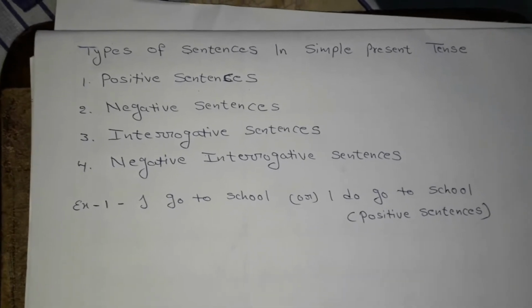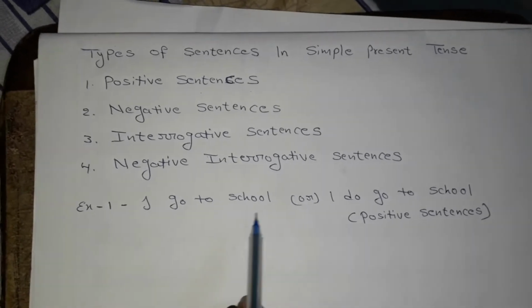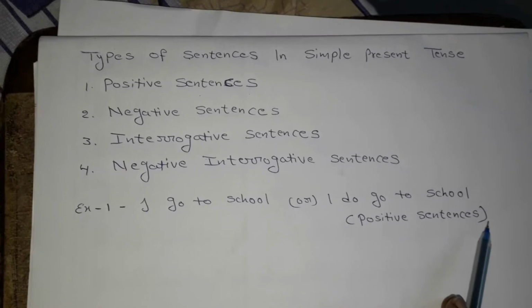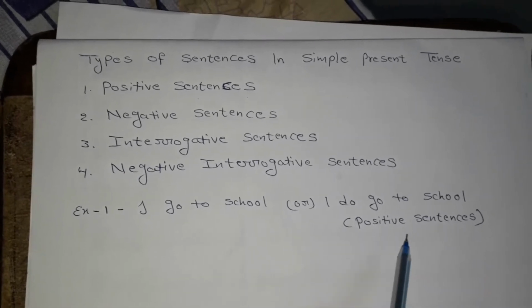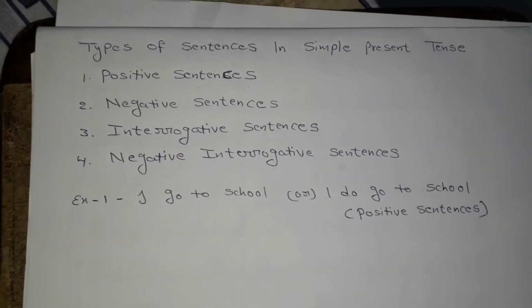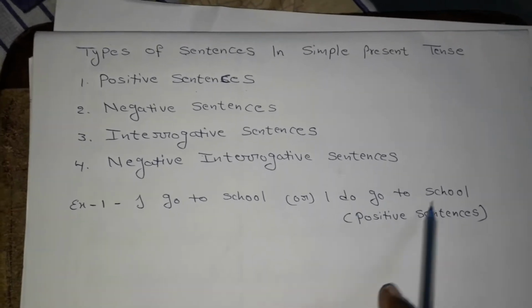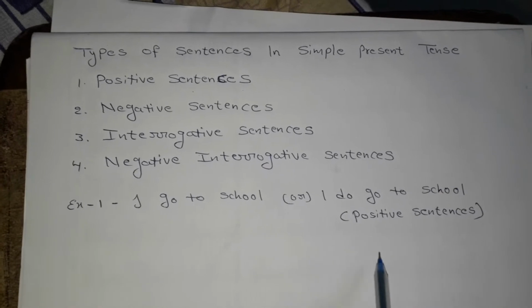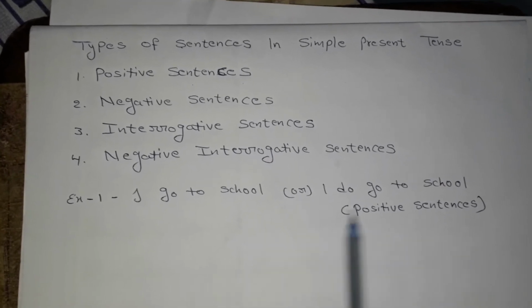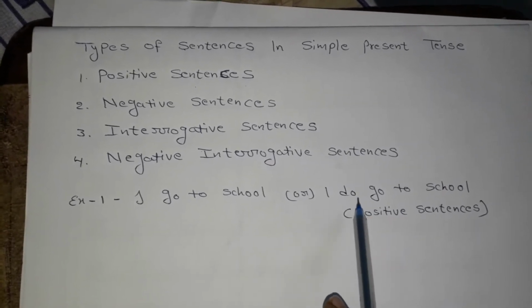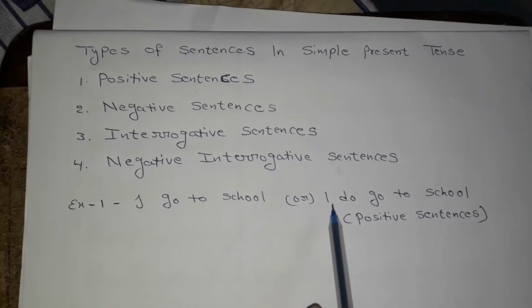When we observe example number 1, "I go to school" or "I do go to school", both sentences are positive sentences. So why should I take "do" after the subject "I"?